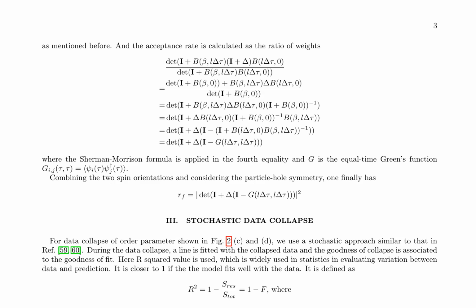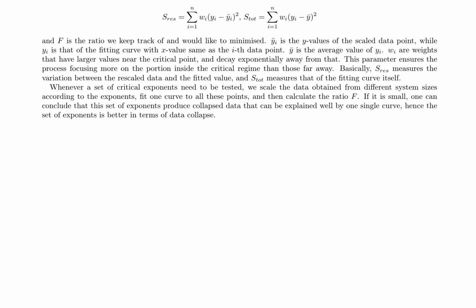The R-squared value is defined as 1 minus the ratio of the sum of squared residuals to the total sum of squares. The authors use weights that decay exponentially away from the critical point to focus the fitting process on the critical regime. The data collapse procedure involves scaling the data obtained from different system sizes according to a set of critical exponents, fitting a single curve to all the points, and calculating the ratio f, which measures the variation between the rescaled data and the fitted value.